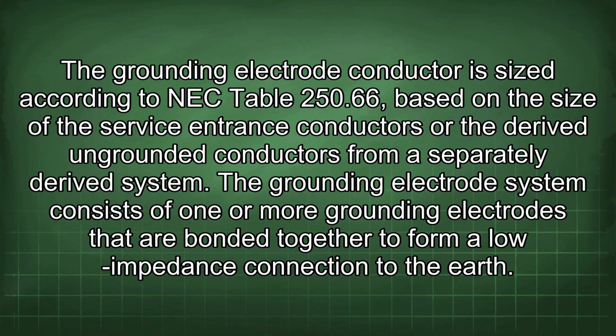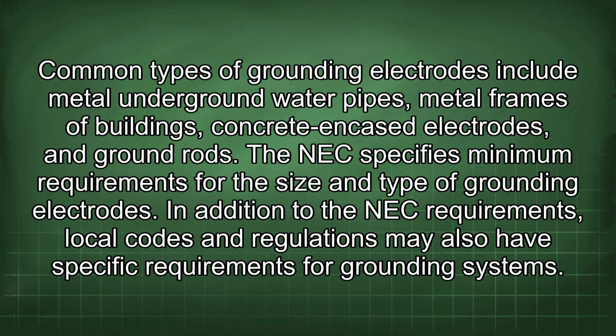The grounding electrode system consists of one or more grounding electrodes that are bonded together to form a low impedance connection to the earth. Common types of grounding electrodes include metal underground water pipes, metal frames of buildings, concrete encased electrodes, and ground rods. The NEC specifies minimum requirements for the size and type of grounding electrodes.